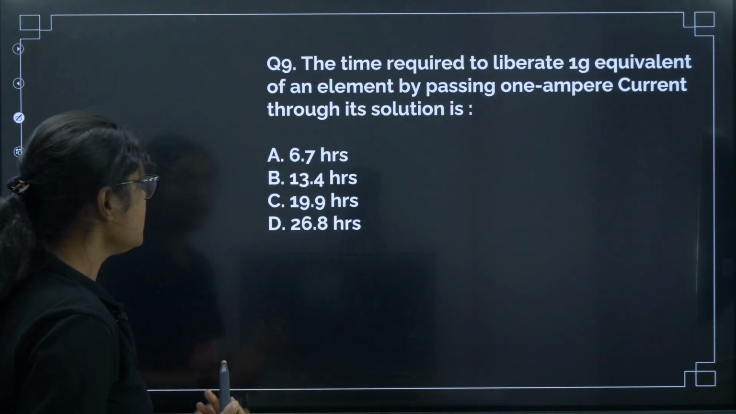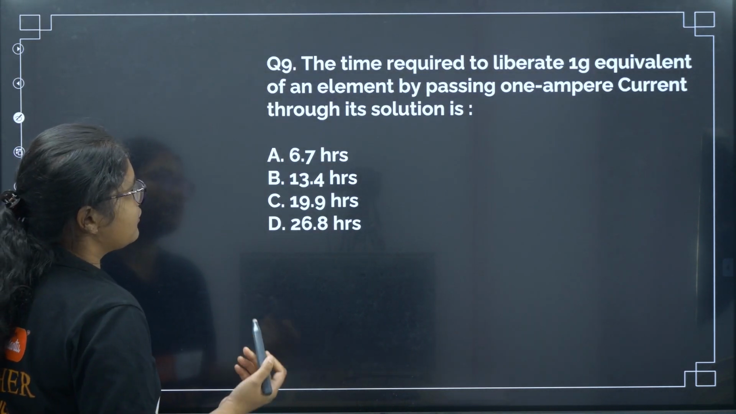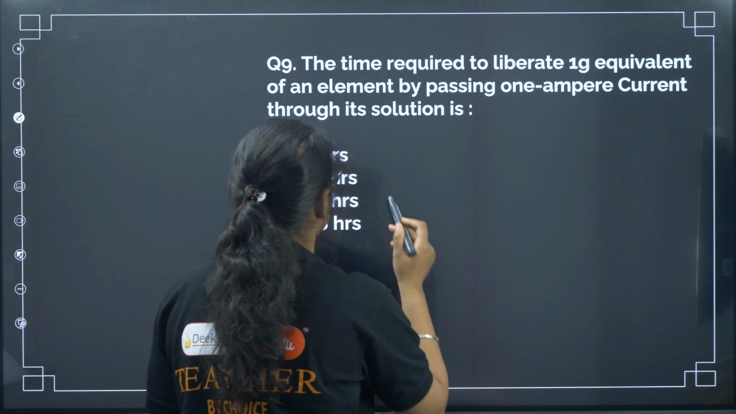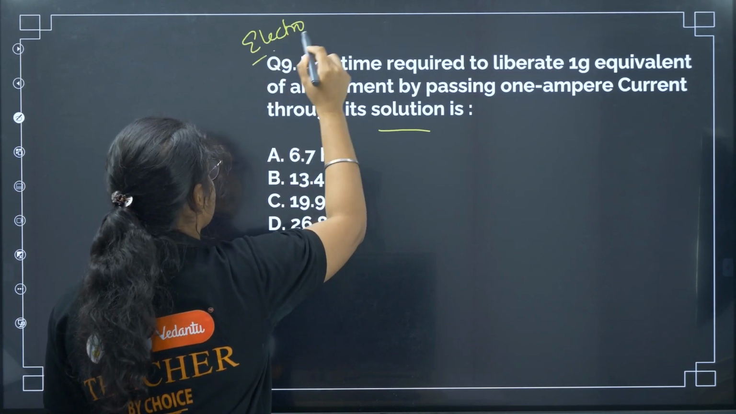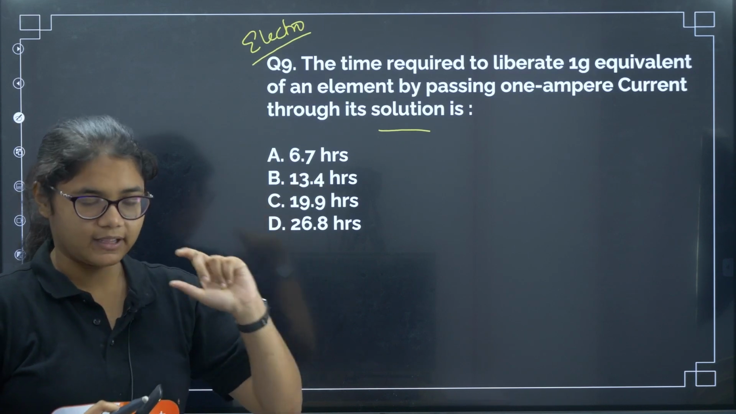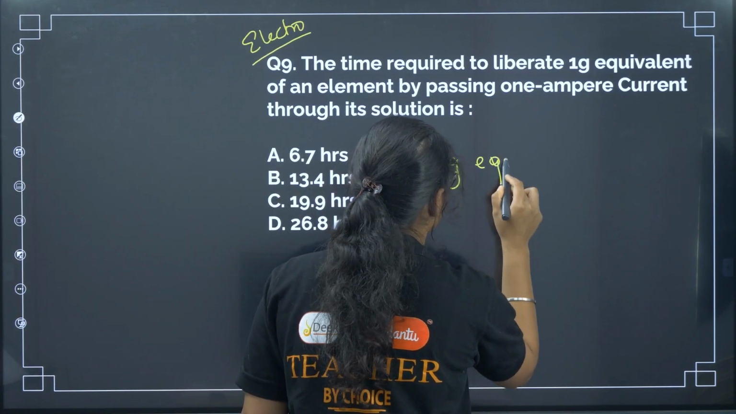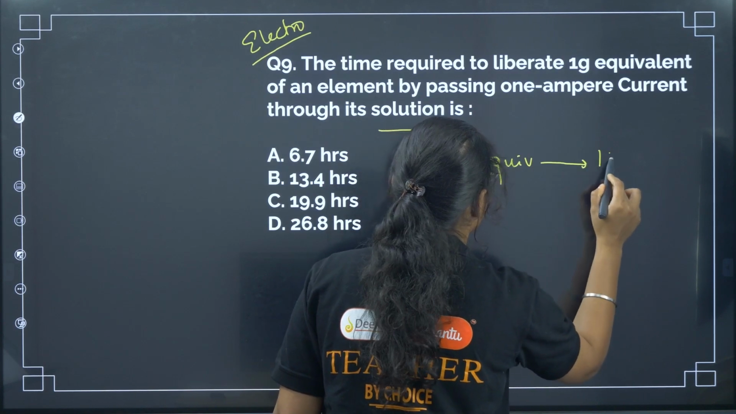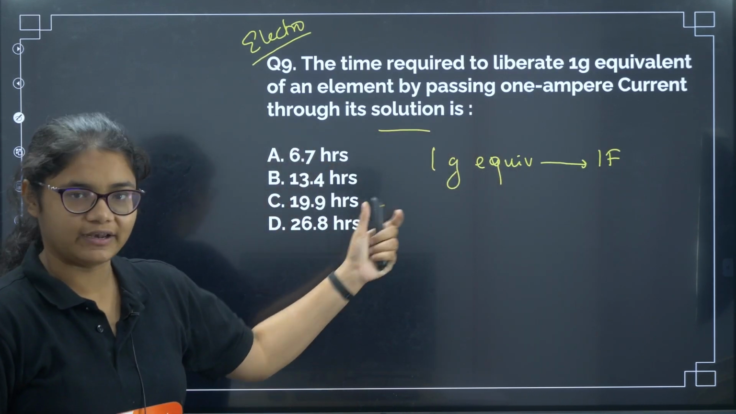Okay. Next question. The time required to liberate 1 gram equivalent of an element by passing 1 ampere current through its solution is. Okay. So this question is from your electrochemistry, right? So here the question is a little tricky if you do not know the basic thing that 1 gram equivalent is always deposited by 1 Faraday. Okay. 1 Faraday deposits 1 gram equivalent of any substance.